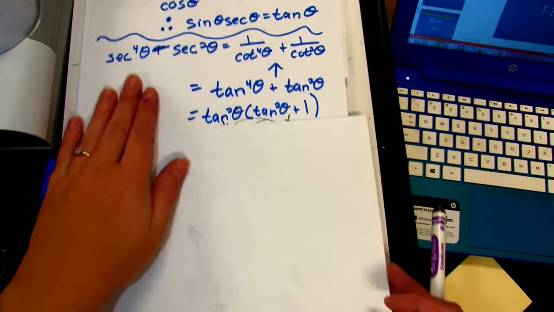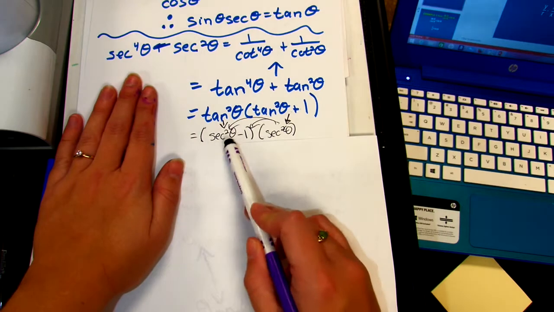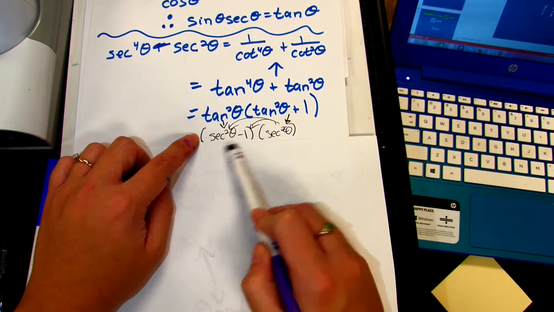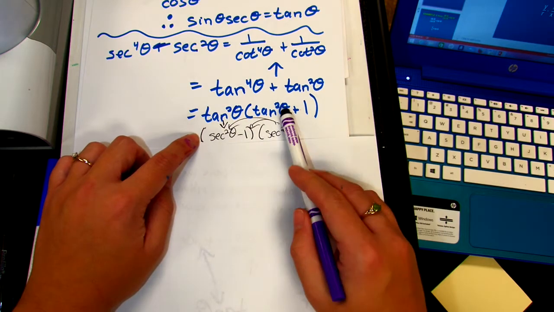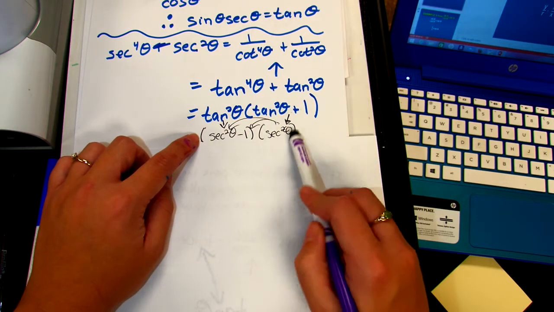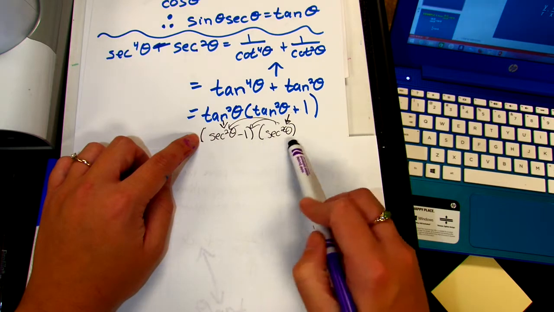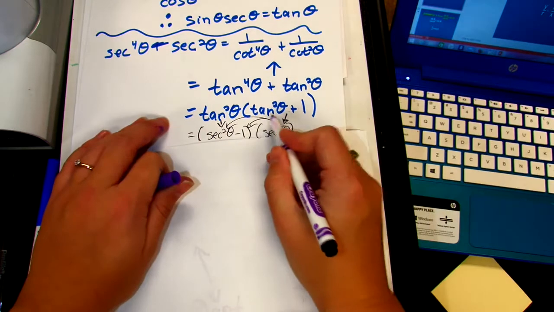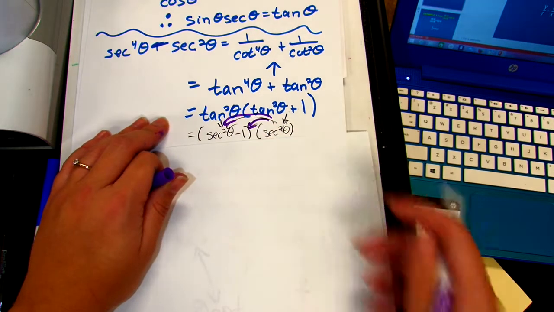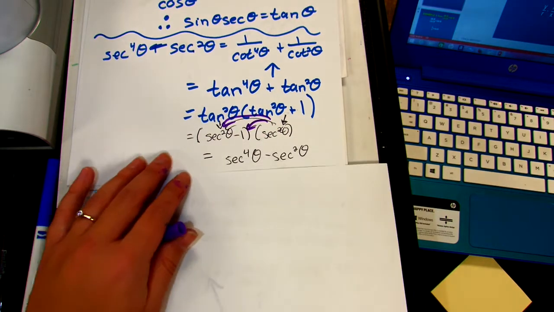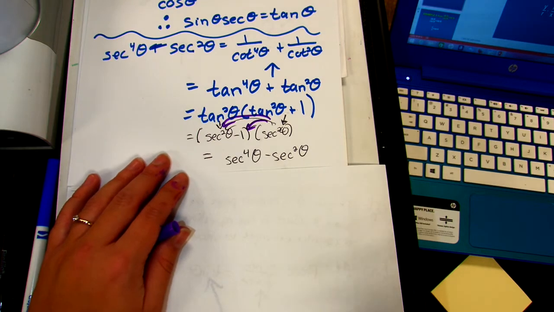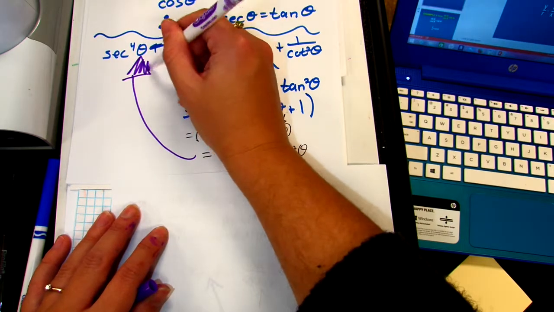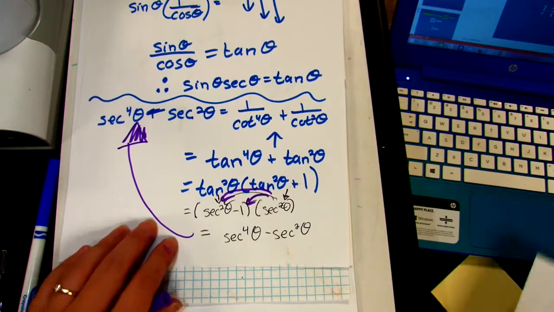Now, tangent squared theta is the same as saying secant squared theta minus 1. That was one of those Pythagorean identities that we saw, okay? And then tangent squared theta plus 1 is secant squared theta. Again, that was one of the Pythagorean identities that we saw. Now I'm going to distribute the secant squared theta, and I get secant to the 4th theta minus secant squared theta, which is what I was trying to get to from the beginning. So therefore, they are equal.